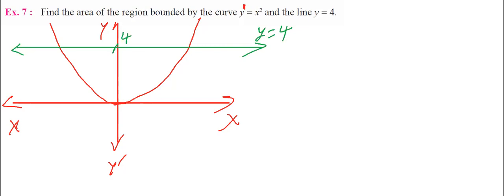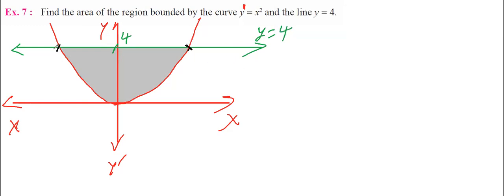First of all, which area do you need to find? I am going to find the area of the region bounded by the curve y is equal to x square, which is this, and the line y is equal to 4. So I need to find this area plus this area. These two areas I need to find. This is clear, right?